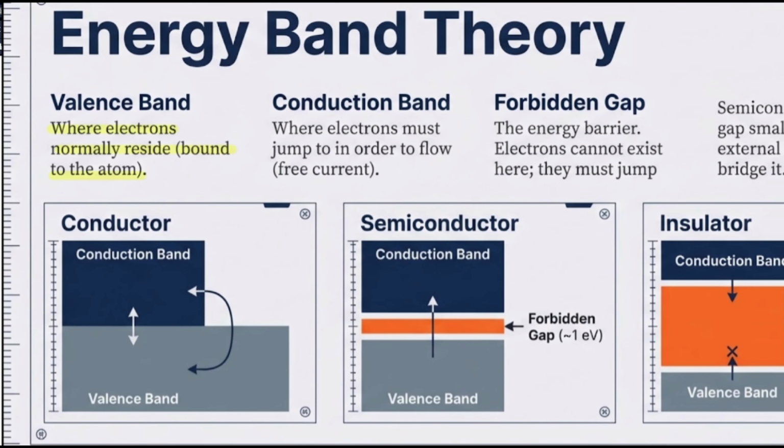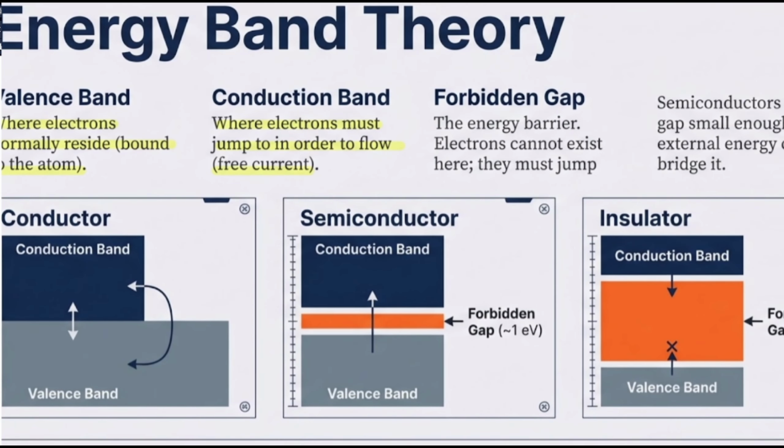What is the conduction band? The conduction band is the part electrons must jump to in order to flow or become free electrons, some kind of current. So what should happen for my guys to be at the conduction band, based on the specific energy, based on the specific material? We have the conduction band. Then we have a forbidden gap, the energy barrier where electrons cannot exist.